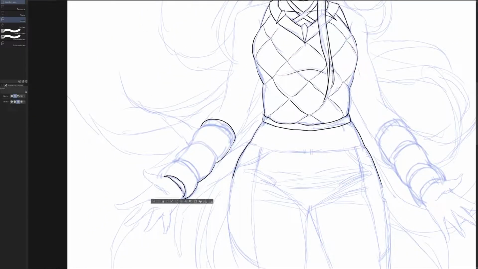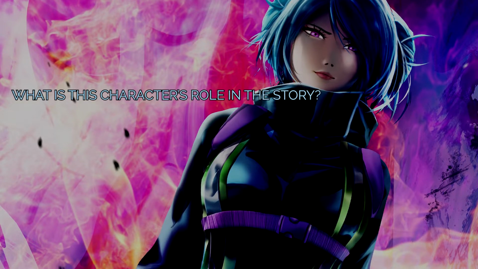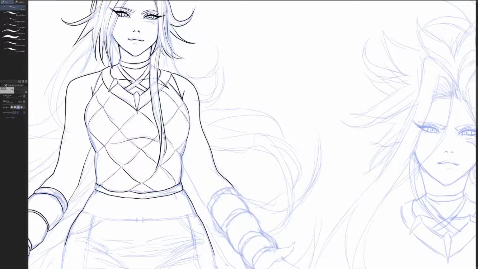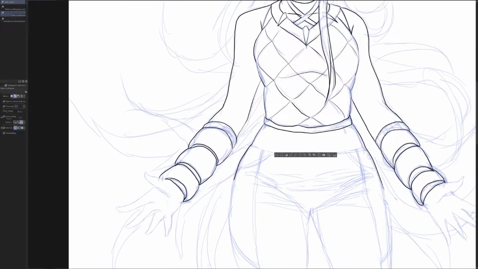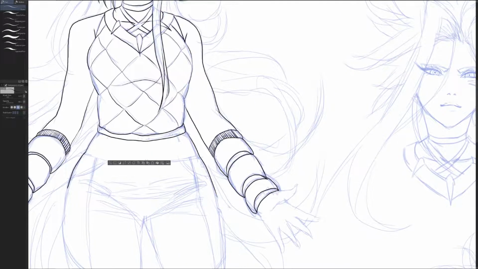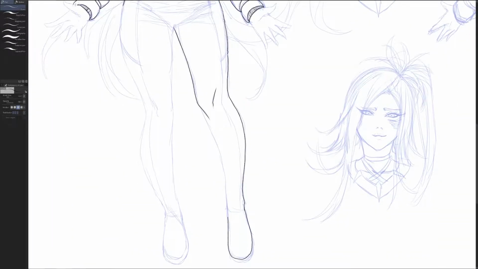Okay, so now we're starting with the first tip, and that is, what is this character's role in the story? This is the most important question that you should be starting with. You know, what is the point of this character? What do they need to do? What do they contribute to the story? Are they even necessary? If you know that it's a protagonist, that's pretty obvious what you have going for you.